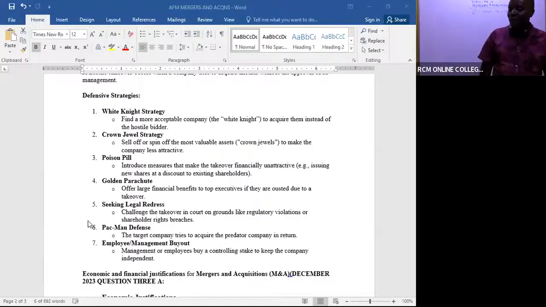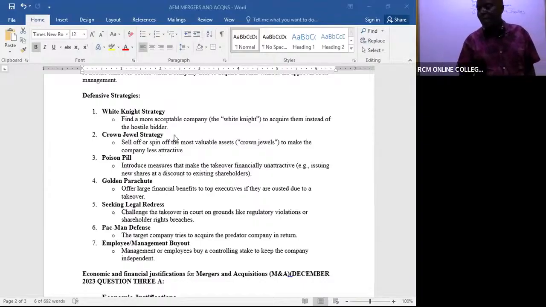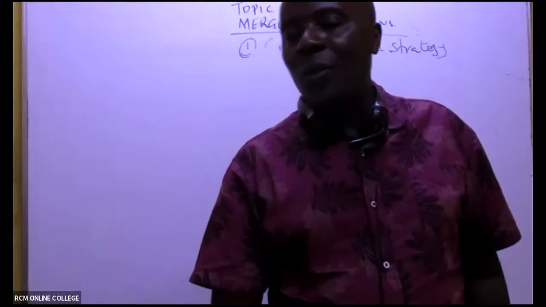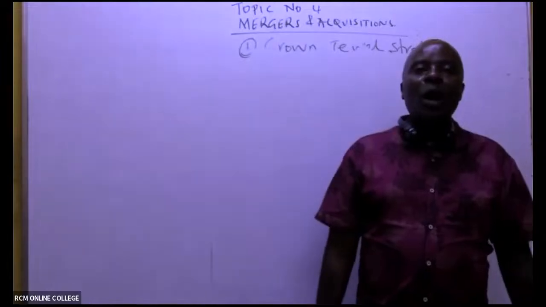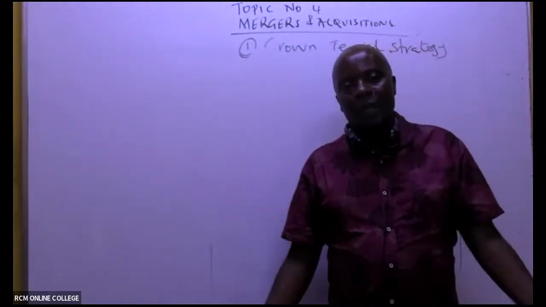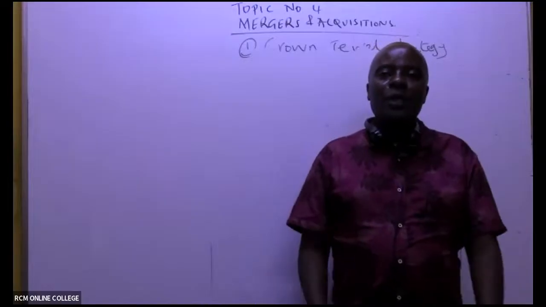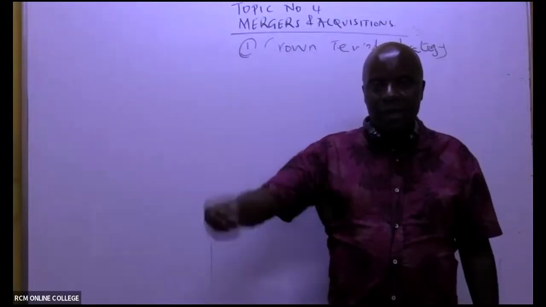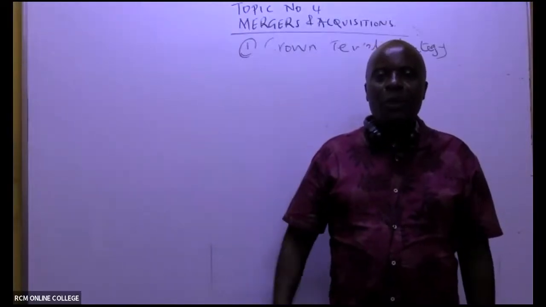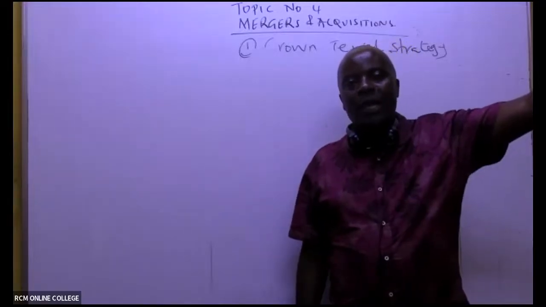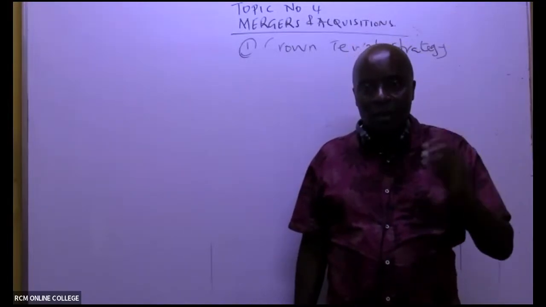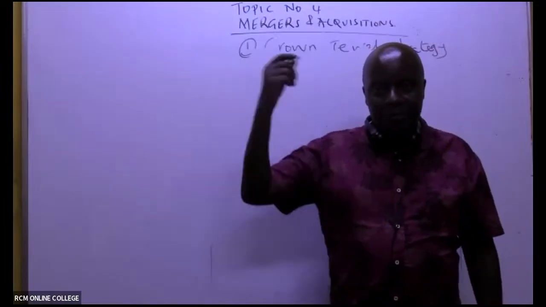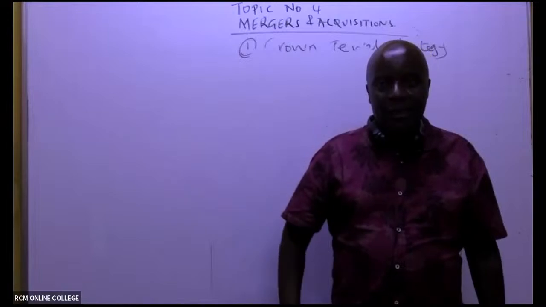And then we have this poison pill. Now, ladies and gentlemen, the targeted company, which is to be acquired, one of the ways you could defend yourself from being acquired is you simply get a poison pill and swallow. Yeah, make yourself poisonous. When you make yourself poisonous, there's no other animal that can come and bite you, not unless it wants to die.